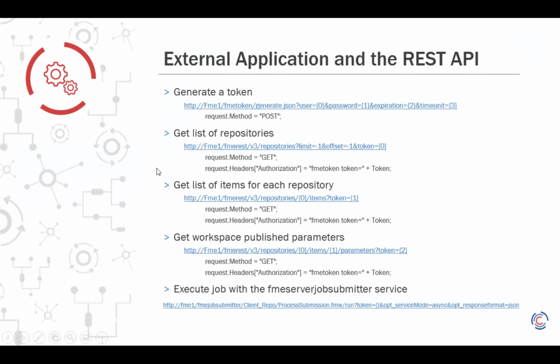Then we get a list of items for each repository. The items here are the workspaces. Next, we get for each workspace a list of published parameters. So we've got one post, 3 gets, and then we execute the job with the FME Server job submitter service. In this case, we're making a call. It's a post using, again, the token value that was generated initially.